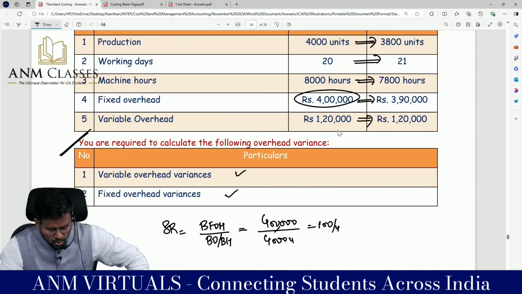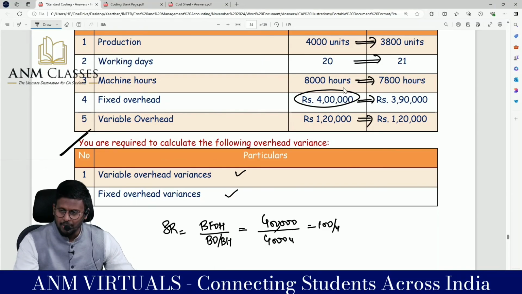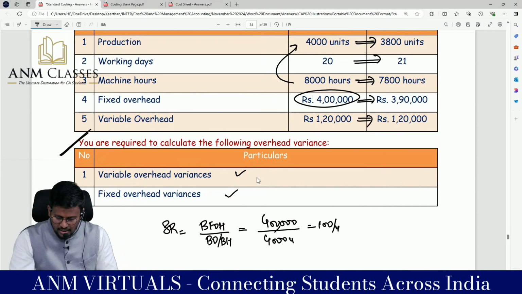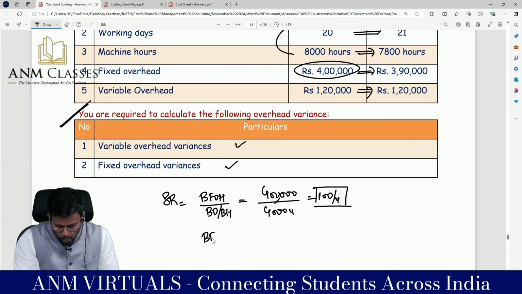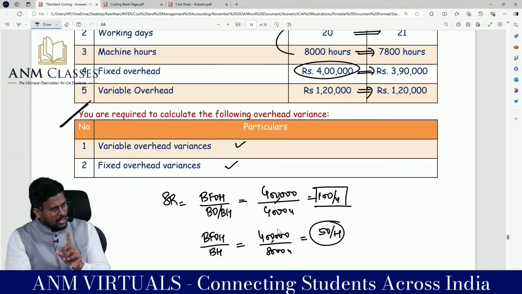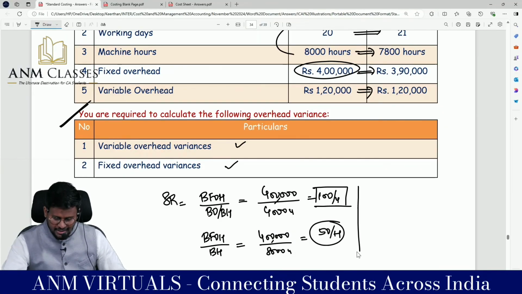Have they given any time here? No. They haven't given per unit, right? We can calculate per unit. 8000 hours divided by 4000 units gives per unit. Yes sir. So 100 per unit, or BFOH divided by BH is equal to 4 lakhs divided by 8000 hours, which comes to 50 per hour. So 50 rupees per hour, 100 rupees per unit. Right? Yes sir. Shall I proceed?